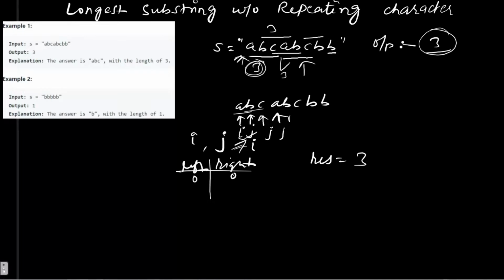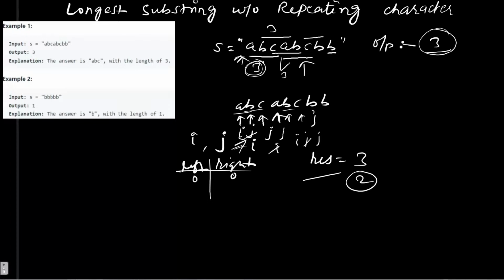Same will go up to here, and our i will be here and j will be here. So again we'll move forward and see is there any repeating character. Yes, we have a repeating character at this index, so we'll move our i from here to here and j here. So again the length of this is 2, which is lesser than our current result, so we don't have to update this and we move forward.